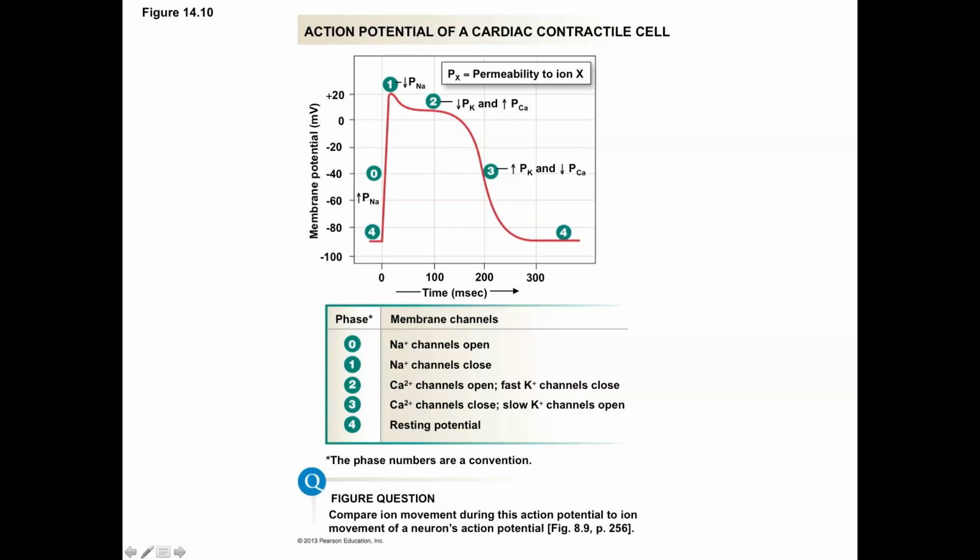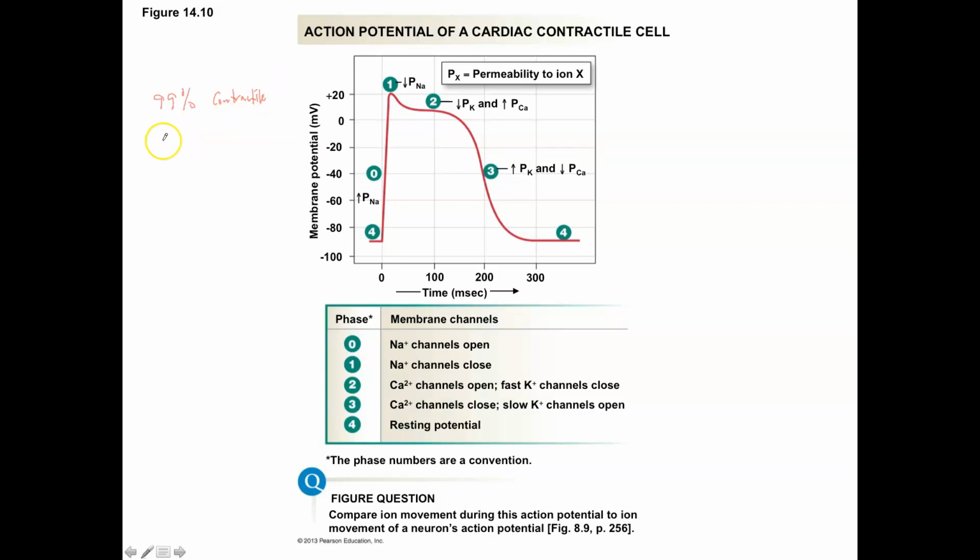Let's talk about action potentials in cardiac muscle cells. So in the heart, there are two types of cardiac muscle cells. There are the contractile cardiac muscle cells, and those are the cells that pump blood. I like to call those the 99% of cardiac muscle cells in the heart. These are the contractile cardiac muscle cells, and they're pumping blood to the body and to the lungs.